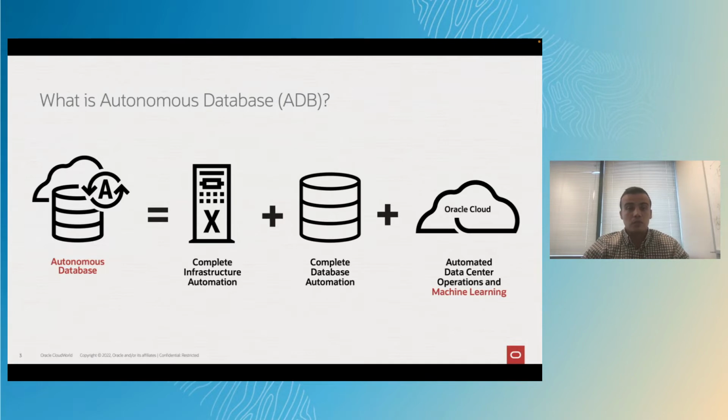And there have been many improvements made in this area. Similarly, we've also been heavily investing in infrastructure automation for the past 15, 16 years. And Autonomous Database just brings these two together and basically completes this journey for us. And on top of this, it adds automated data center operations with machine learning.